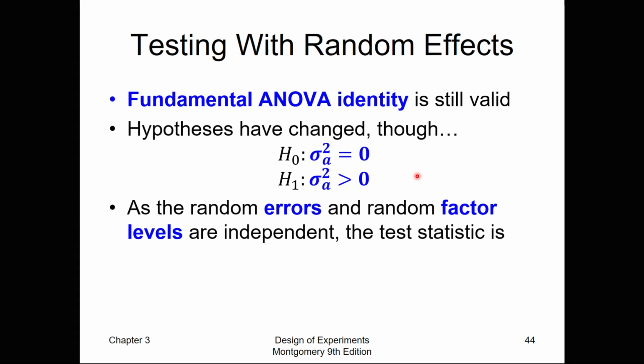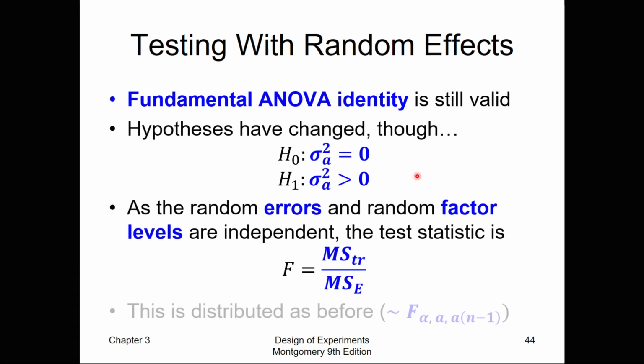So because the random errors and the random factor levels are independent, this F statistic still holds true. We have to rely on the fact that these random components are independent of one another, as we did in the previous slide. But because they're independent, we still get that same F statistic, that F is the mean squared treatment over mean squares error. Again, this is the exact same thing as we had previously, and we're going to demonstrate it in the next slide. So this is distributed as before.